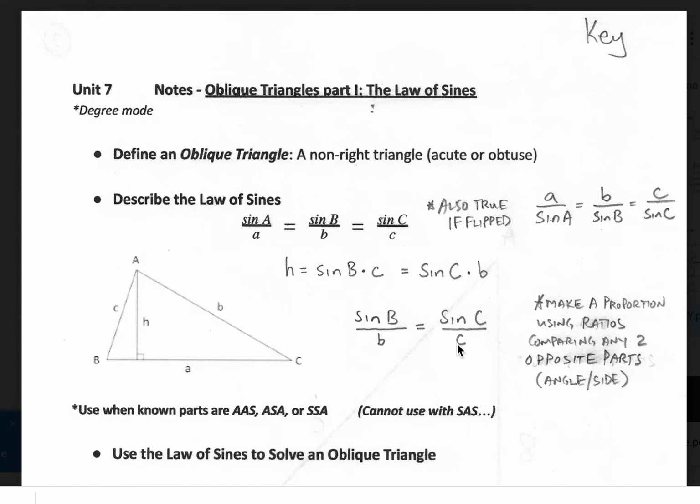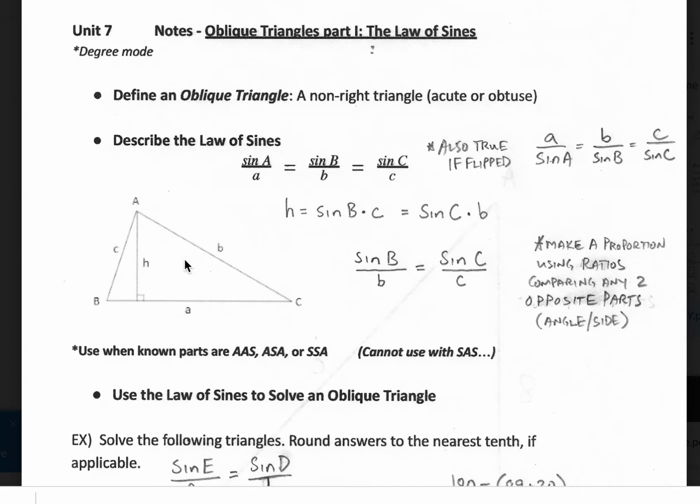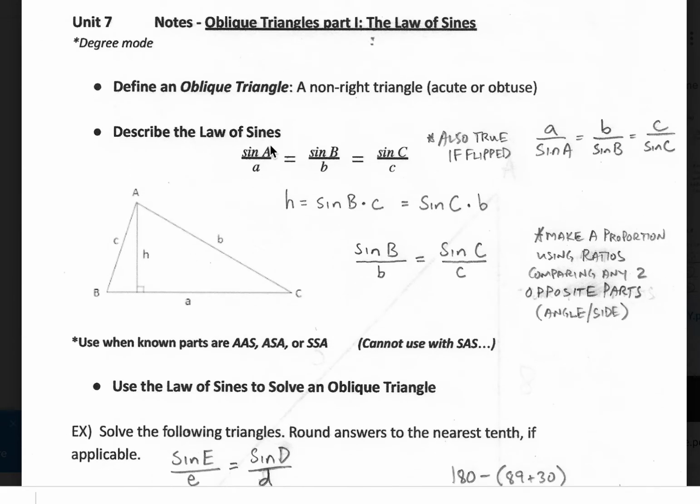In this video, we're going to be solving what are called oblique triangles. Oblique triangles are what we refer to as triangles that are just non-right triangles. So acute or obtuse are some examples of non-right triangles. We're actually going to use right triangle math to help us get to an equation that we can use on non-right triangle math. This equation is called the law of sines.